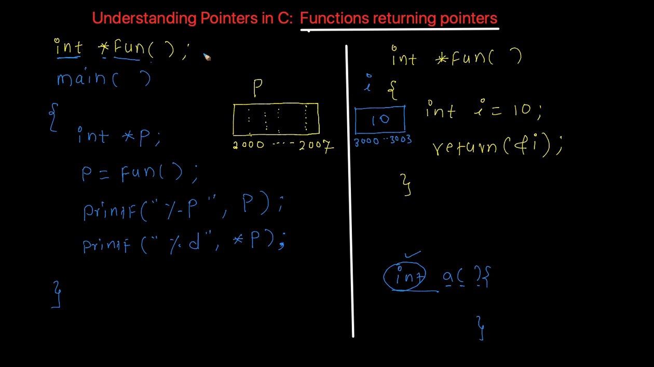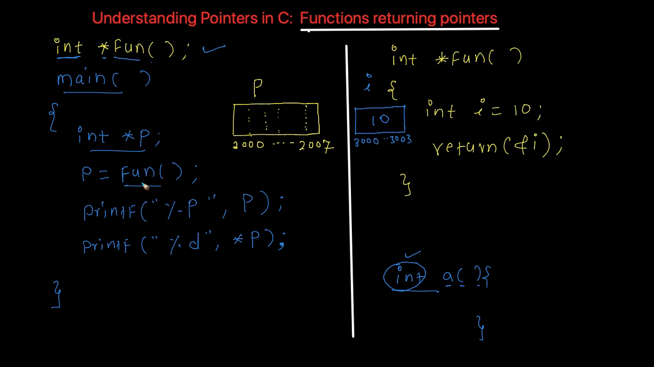So let's see this. This is the declaration of the function, called the prototype of the function. The definition of the function is written here. So let's see the main function. In main, we have an integer type pointer here, p. So 8 bytes are allocated for p from 2000 to 2007. So we can store an integer type memory address here in p. Right? So let us call this function now.